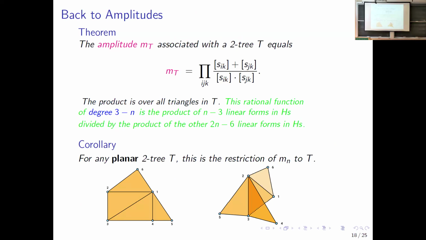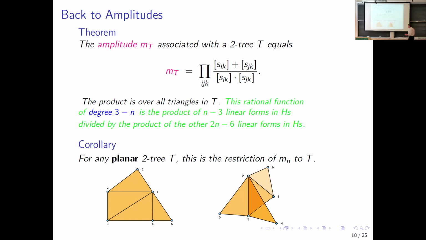You can see this is a homogeneous rational function of degree 3 minus n. Do the counting: there are n minus 3 triangles in our tree, and this has degree 3 minus n, as it should for these amplitudes. In green, again, the words: this is a product of n minus 3 linear forms in our column vector Hs, H is the Horn matrix, divided by the product of the other 2n minus 6 linear forms, again in the same Hs. So the total number of linear forms in the picture is 3n minus 9, and they all have coefficients plus or minus 1. Okay?